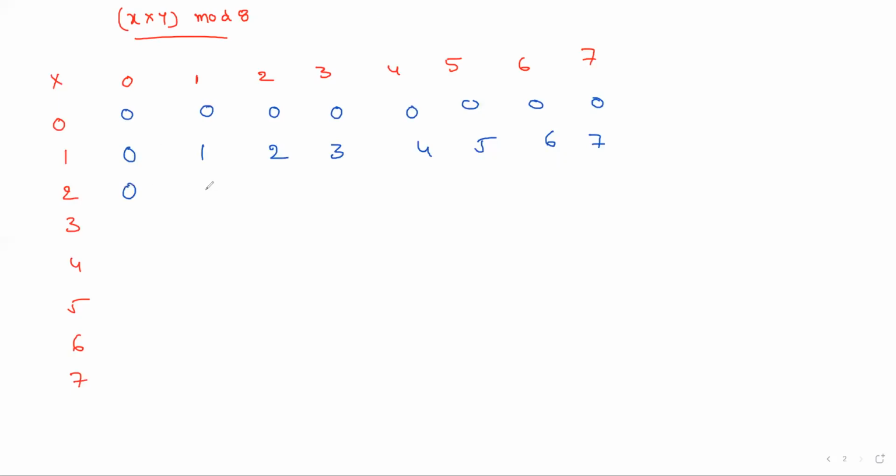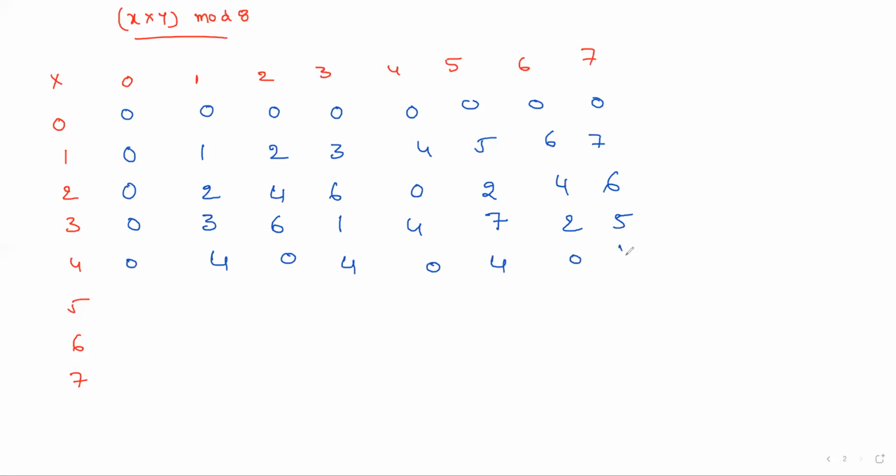For 2: 2 into 0 is 0, 2 into 1 is 2, then 4, 6. 2 into 4 is 8, so the remainder is 0, then 2, 4, 6. For row 3: 0, 3, 6, 3 into 3 is 9, in the sense 1, then 4, 3, 2. 3 into 5 is 15, that is 7 mod 8 is 7. Like this, we can complete the entire table. For 4: 0, 4, 0, 4, 0, 4, 0, 4.